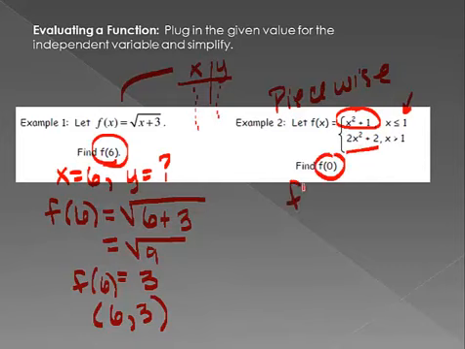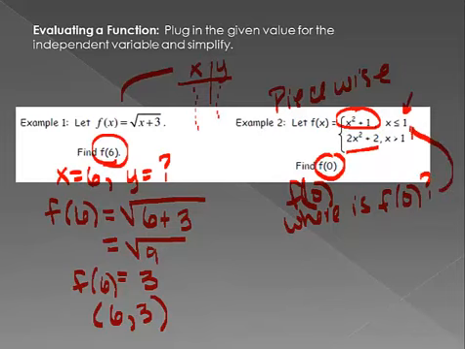So they're saying find f of 0. Well, where is f of 0? Where is 0? What piece does it fall under? Does it fall under this section or this section? So take a minute and think about that. Where is 0? Is 0 less than or equal to 1? Or is 0 bigger than 1? Okay, well 0 is less than or equal to 1.